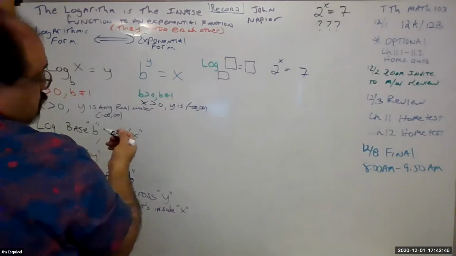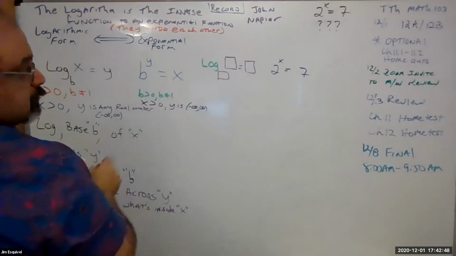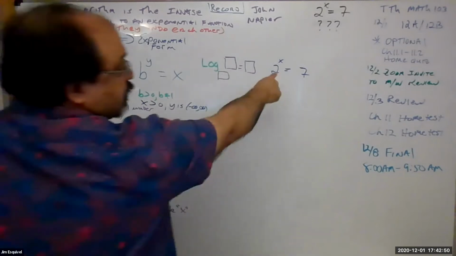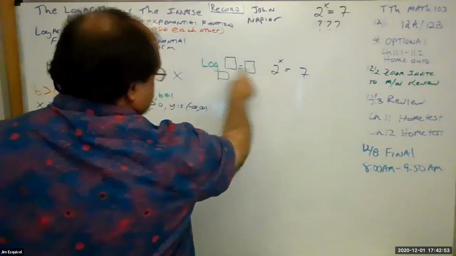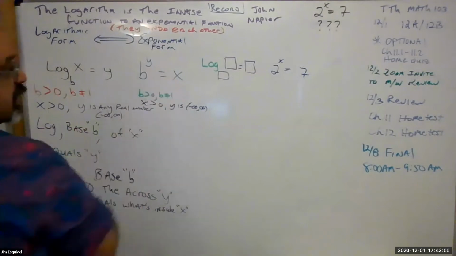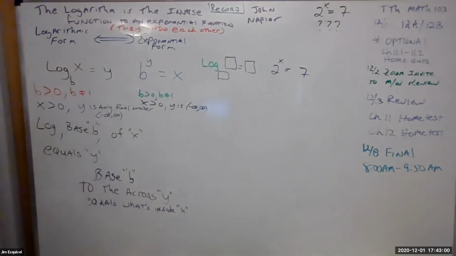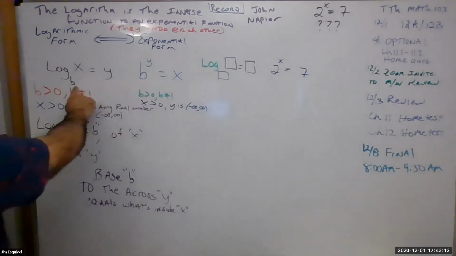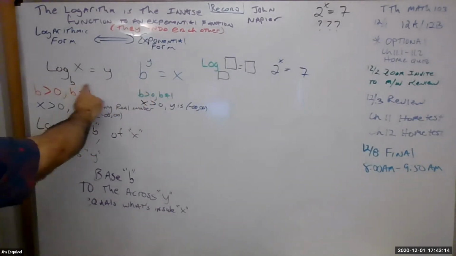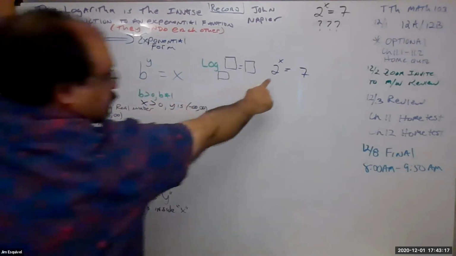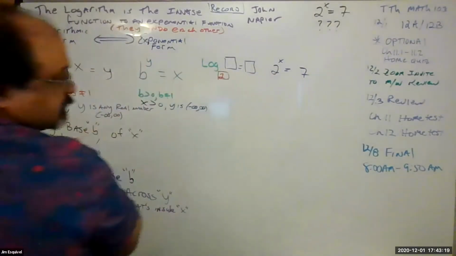Where does the 2 go? Across. Remember, what I have over here is base to the across equals what's inside. Could the base be 2? Would it be the equals or the x that goes... the base of the logarithm is always the base of the exponent. So 2 is the base.